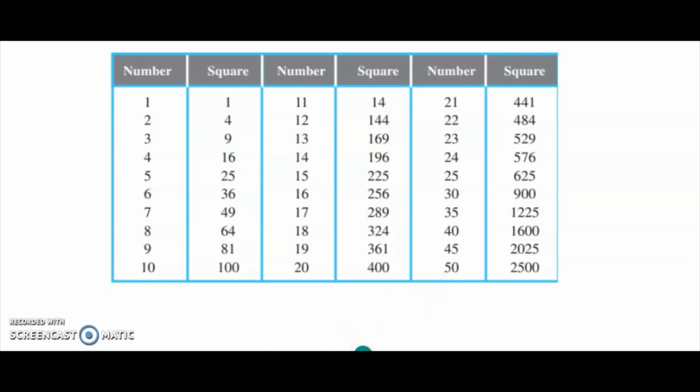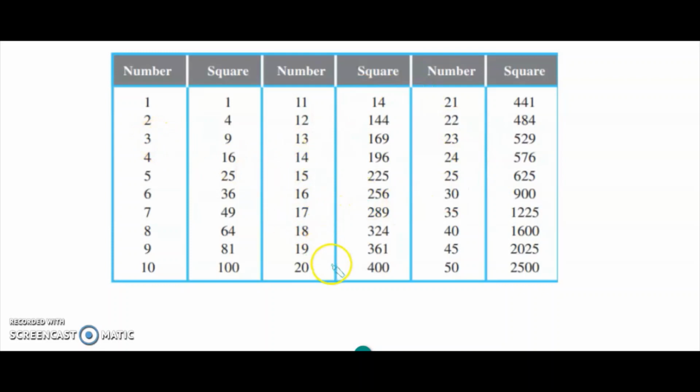It will be better if you remember these squares, like 1 square is 1, 2 square is 4, 3 square is 9, 4 square is 16, 5 fives are 25, 6 sixes are 36, 7 sevens are 49. So similarly, the others are given, like 14 fourteens are, you can see, 196, 15 fifteens are 225, 16 sixteens are 256. Okay, clear?